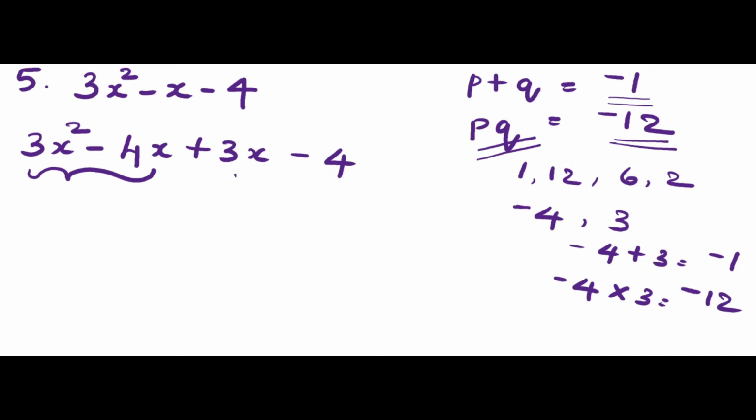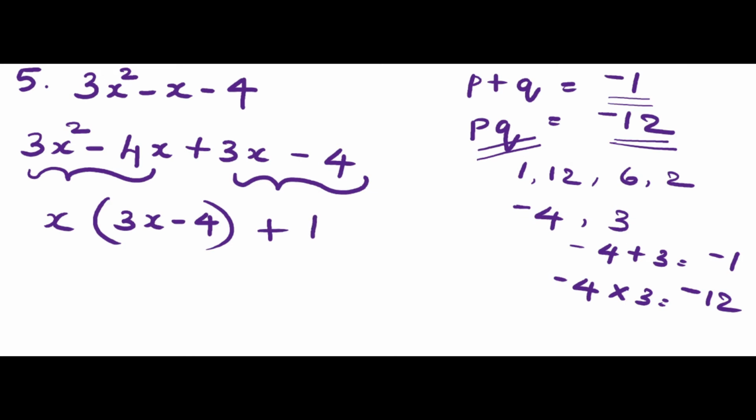I am grouping this into 2. I am taking a common term outside. Here only x is my common term, so I am taking x outside. Remaining terms 3x minus 4. Then 3x minus 4, there is no common term, so I am taking only 1 outside. So 3x minus 4. So I got a common term here.